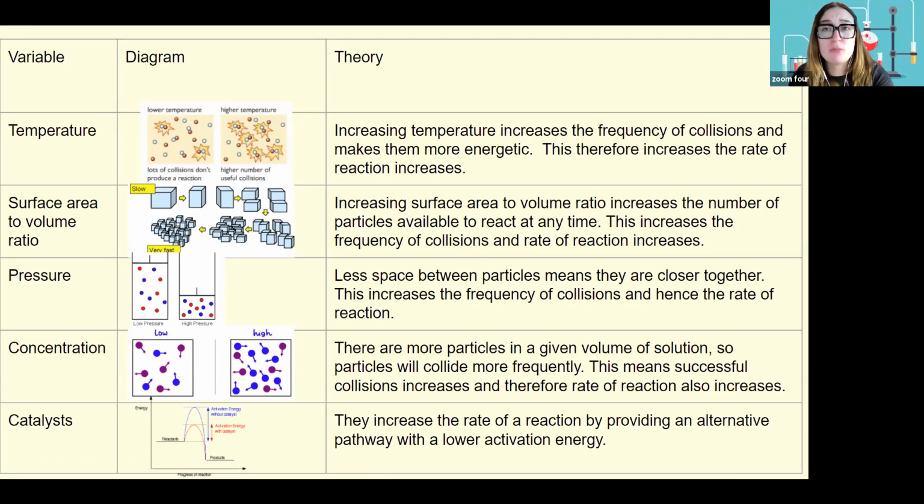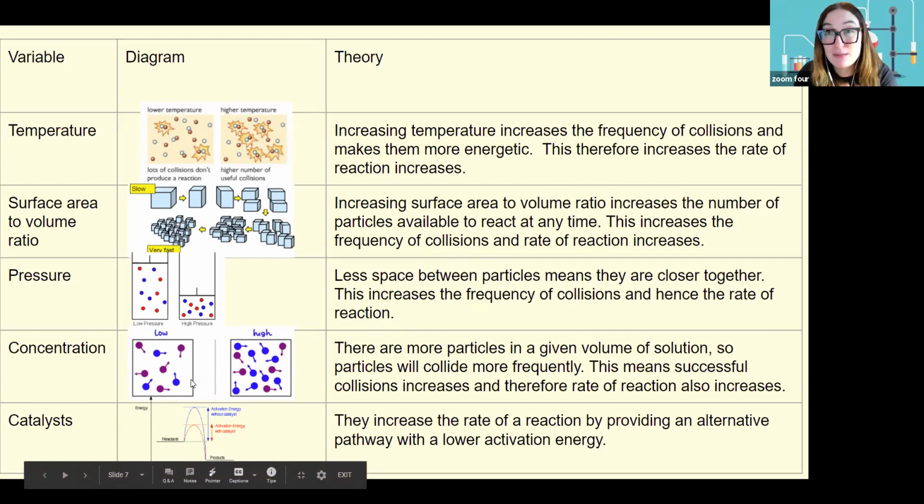But they also will sometimes give you the structure of a solid, and they'll say, which one of these has a larger surface area? And what you need to be looking for is the one that has dips, or the one that has areas that move in and out, or has holes in the middle, because that all increases the surface area as well. Pressure. There's a little diagram to show you what I mean by low pressure and high pressure. If there's less space between the particles, they're closer together. That means there's a higher frequency of collisions and the rate of reaction increases.